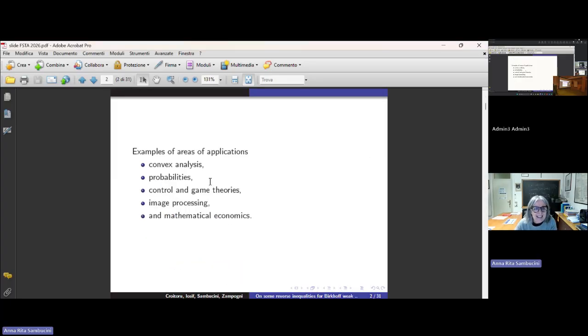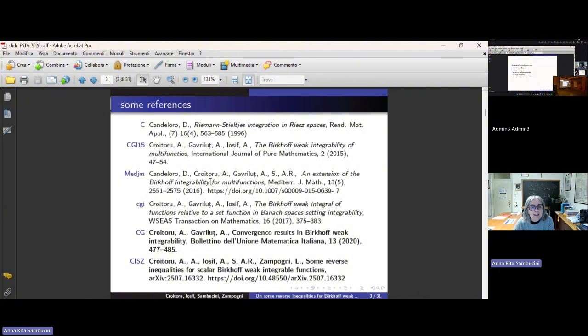Okay, this is a list of potential fields of application of the framework we proposed. In this slide, I have put some papers related to the Birkhoff-Wick integrability that we have obtained. In this talk, I will mainly focus on the results contained in the last two papers, with particular attention to inequalities.